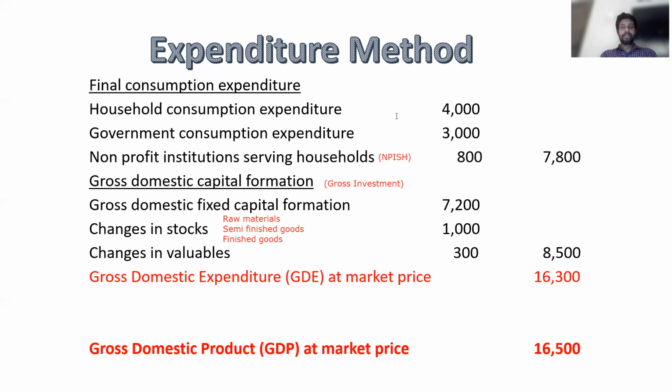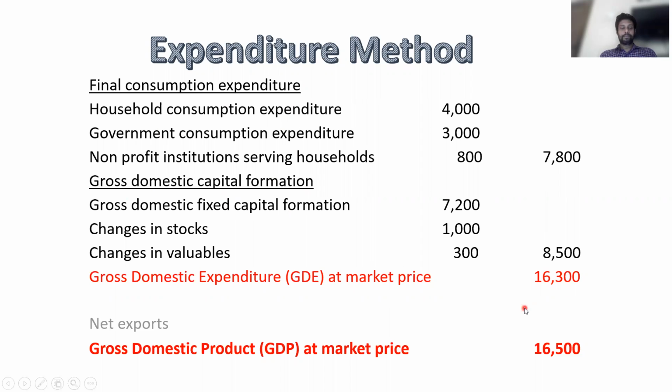Finally, we complete gross domestic expenditure when we add final consumption expenditure plus gross domestic capital formation. If we add these two together, we will calculate gross domestic expenditure at market price. It is 16,300.